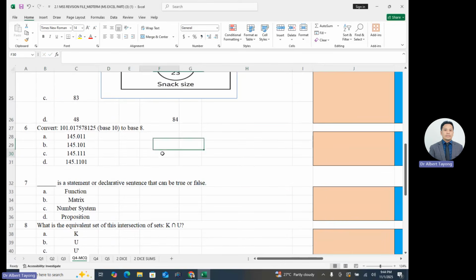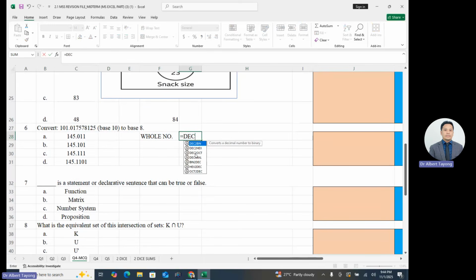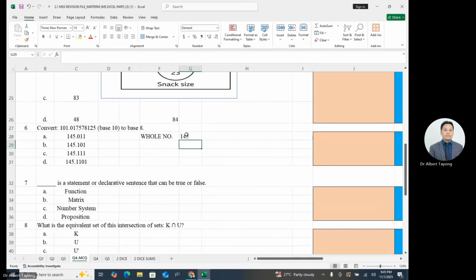Here we have to convert from base 10 to base 8. Let's start with the whole number. The whole number is 101. So that is equals DEC to OCT, because from base 10 to base 8 is octal, base 10 is decimal. And here we have to write the whole number, which is 101. Enter, the answer is 145. That's for the whole number.